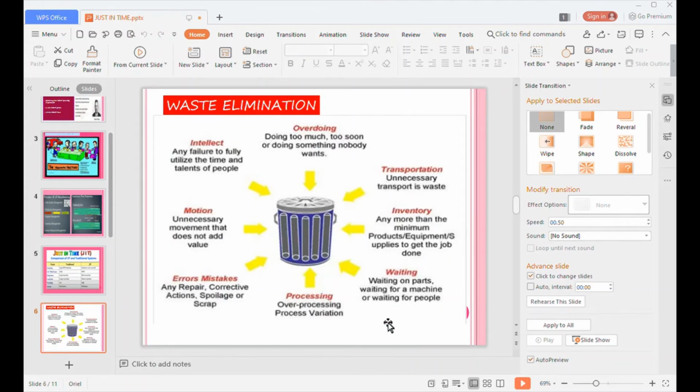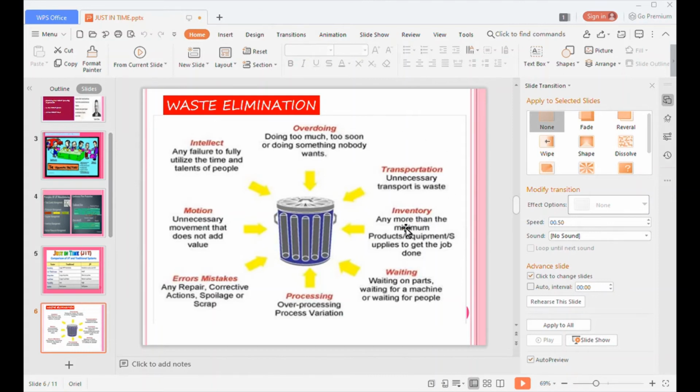JIT hates waste. Okay, so for them, these factors are merely a waste. Overdoing our production so much. Let's say, for example, you are producing 20 cars and then you have only one buyer. So the 19 cars will be left in your warehouse. Okay, and the cost of which is really a waste.